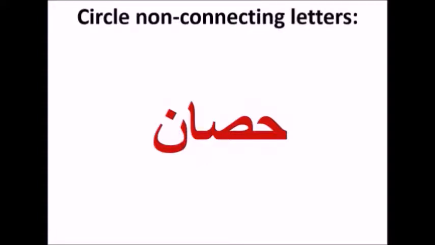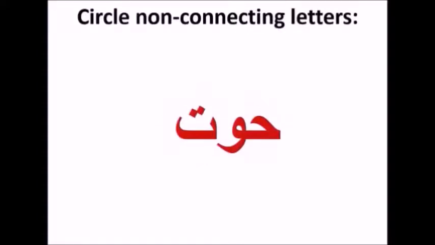Now we come to the last word we have here. حوت. How many non-connecting letters are in this word? Excellent. It is only one non-connecting letter, which is in the middle. This is the waw. Okay, in your sheet you will find 2 or 3 more words. Try to do them yourself and send us your answers.